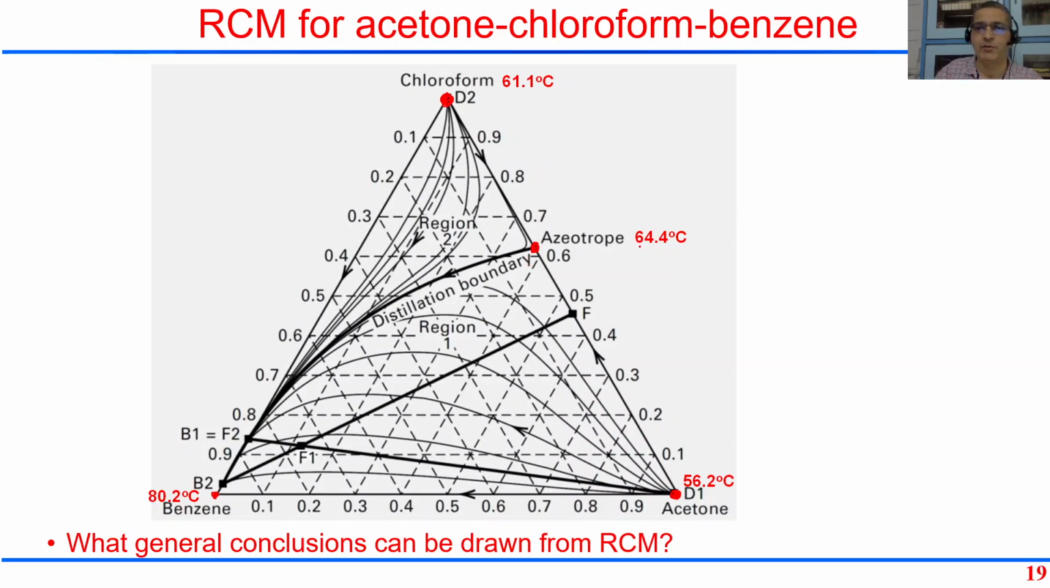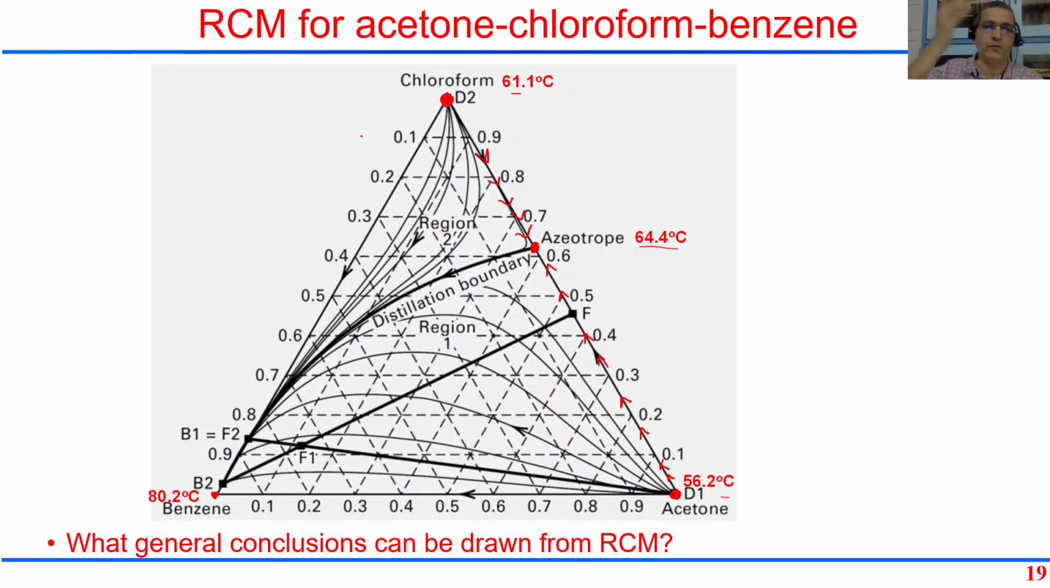It's a maximum boiling azeotrope. The boiling point is 64.4, whereas the chloroform boiling point is lower and the acetone boiling point is lower, so you know it's a maximum boiling azeotrope. So if you look at the binary mixture of chloroform and acetone, that would be along this side, and the residue curves would be towards the azeotrope. Recall, if you want, go back into the lecture and find out for yourself how the binaries would look for a maximum boiling azeotrope.